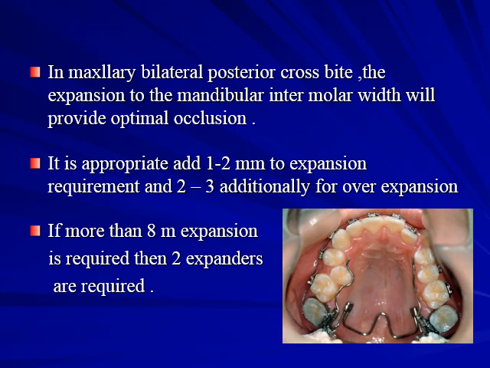As we said before, we always do an overcorrection, so we need to overexpand by adding an extra 2 to 3 millimeters. So the size of the expander that we are going to select will be equal to the sum of the mandibular intermolar width of the patient plus 3 to 5 millimeters.